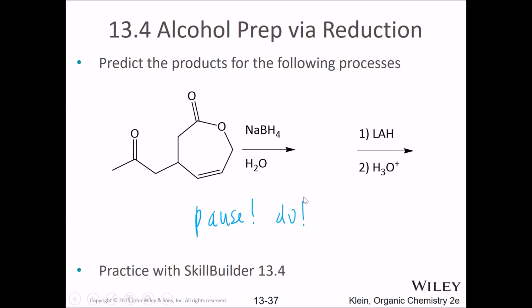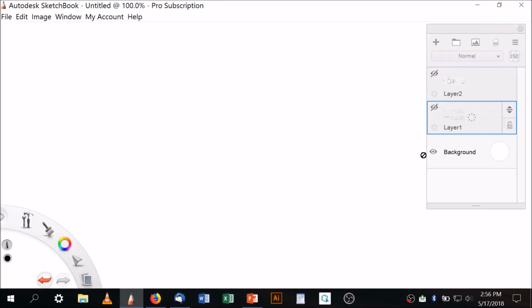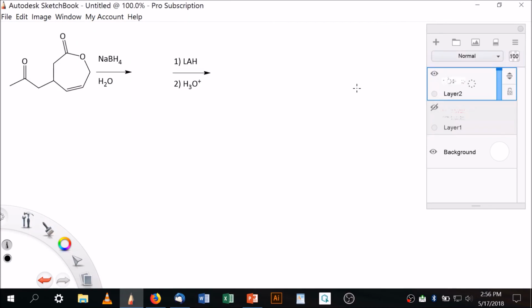Okay, now, let's suppose you paused it. I'm going to come over here. Okay, this is the problem that you had before. I'm going to work it out. So the first one, let me get a little thicker here. The first one I'm going to do is here. I'm not going to do the mechanism, I'm just going to do it.